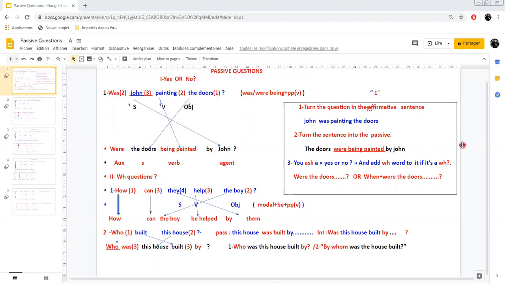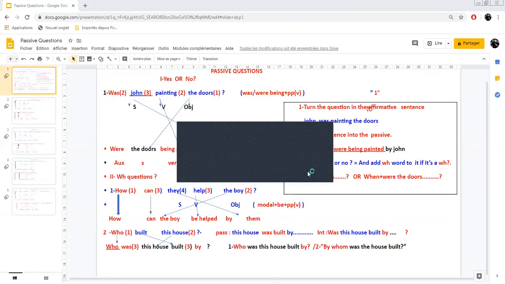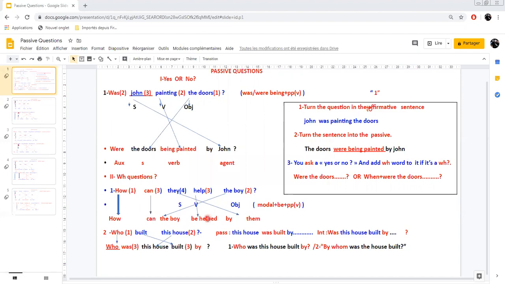If you have a WH question like this one here, "How can they help the boy?" So number one, in this case, you are going to repeat your interrogative pronoun, the question word. This is number one. Number two, you bring your object here and you put it as the subject. This is number two. Number three, you are going to deal with the auxiliary here and the past participle.